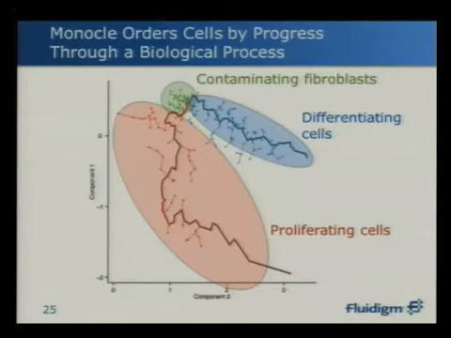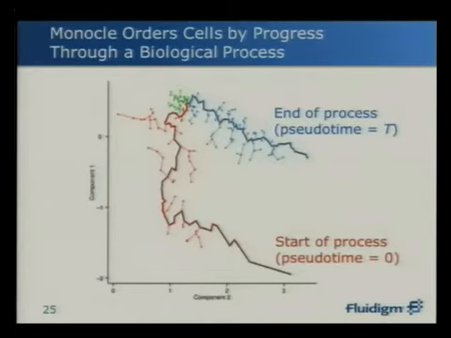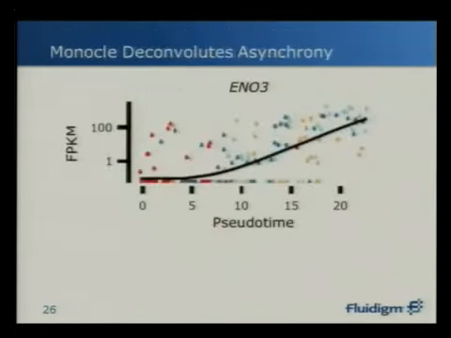Okay? And then finally what's constructed is what you call a pseudo-time axis. You know that proliferating cells should come before differentiating cells. So the pseudo-time axis starts here at time 0 and goes through pseudo-time. Now you can look at the cells along the pseudo-time axis rather than the real-time axis that you used when you collected the data. So this shows ENO3, where you now look along this pseudo-time axis.